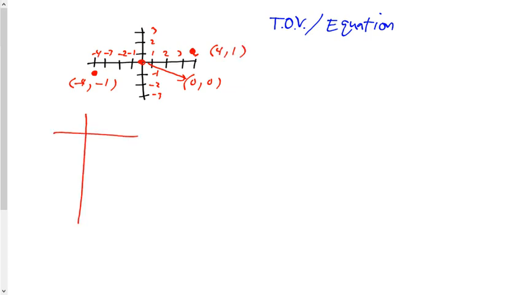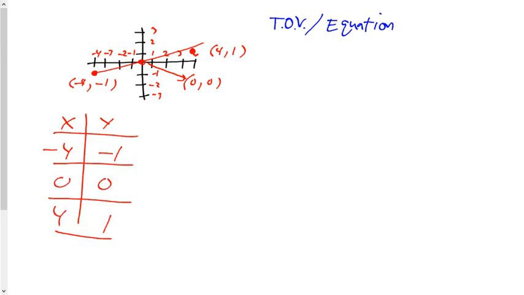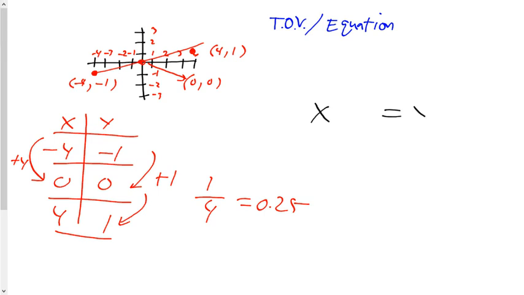So in your table of values, it does not matter which way you go. I'm going to go this way here. So negative 4, negative 1. 0, 0, 4, and 1. Difference of your y is going up 1. Difference in your x is going up 4. 1 divided by 4 is 0.25. So once you know your coefficient of 0.25, insert it in, just like suchly.